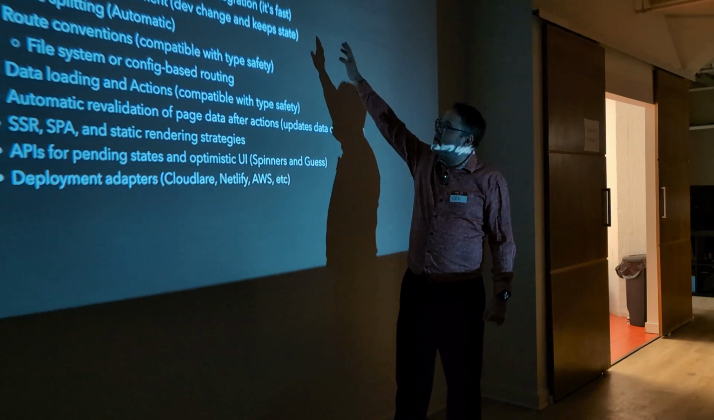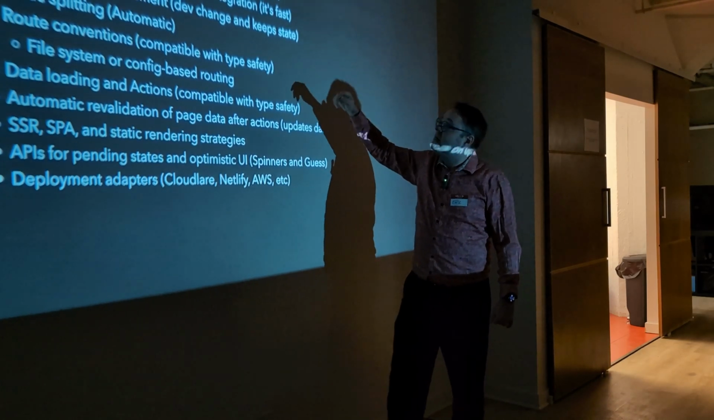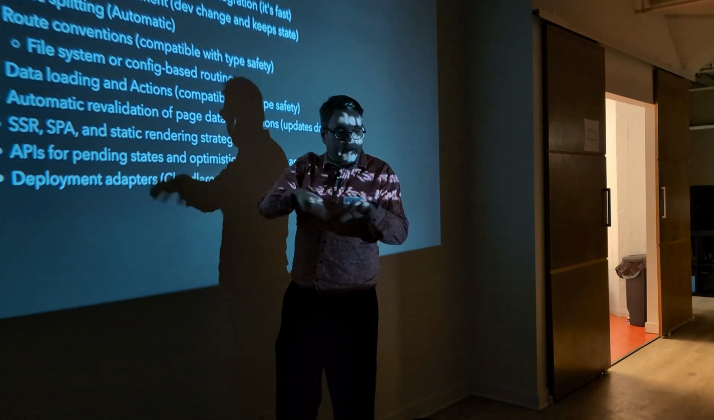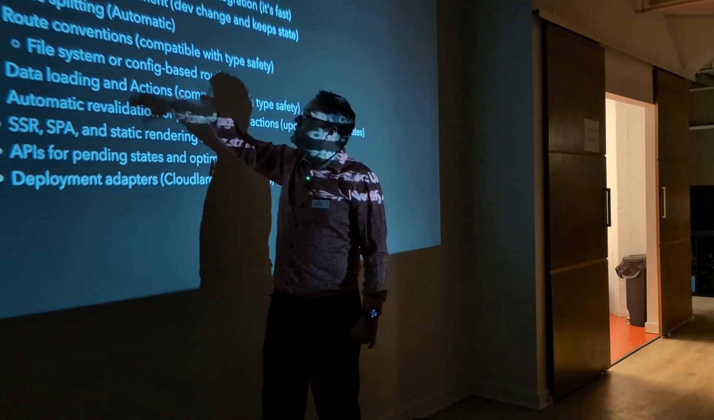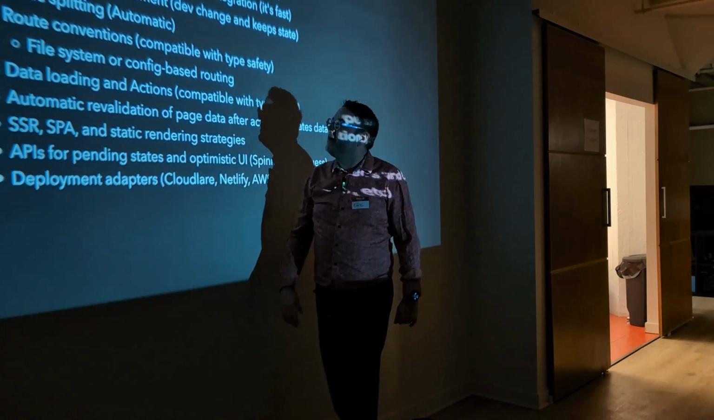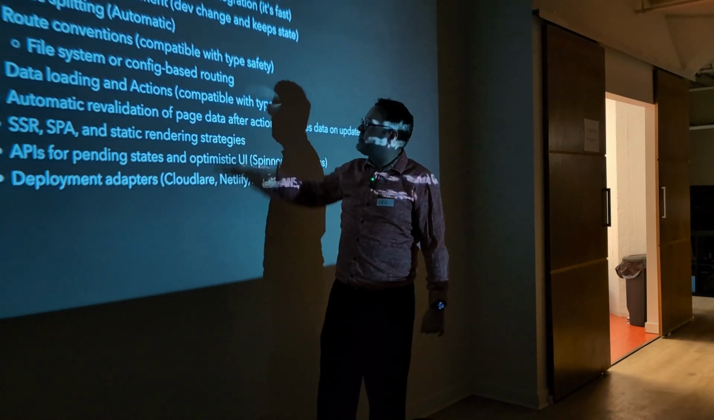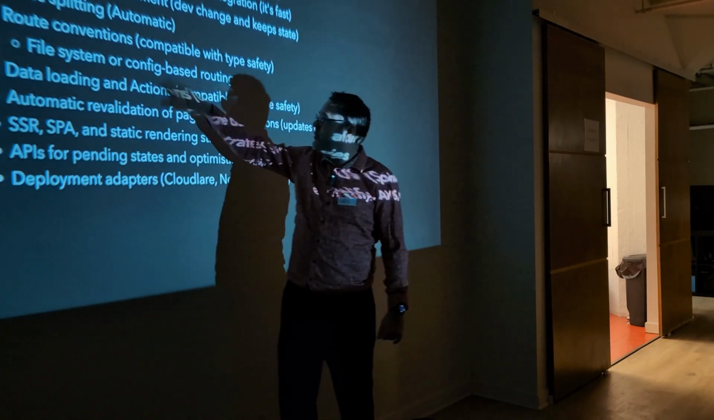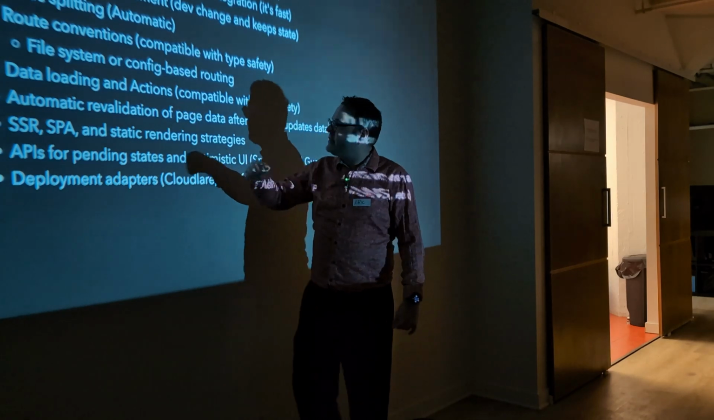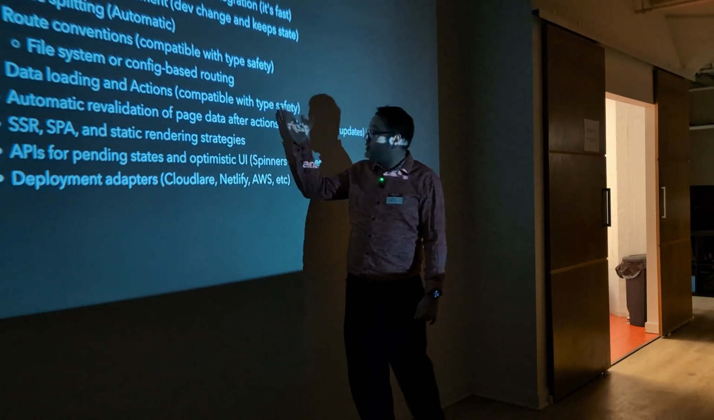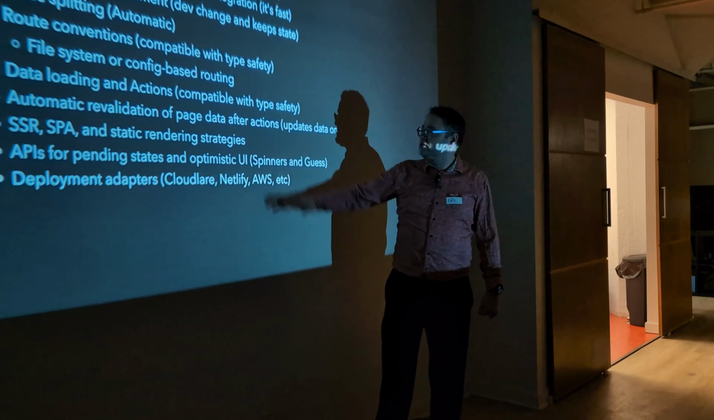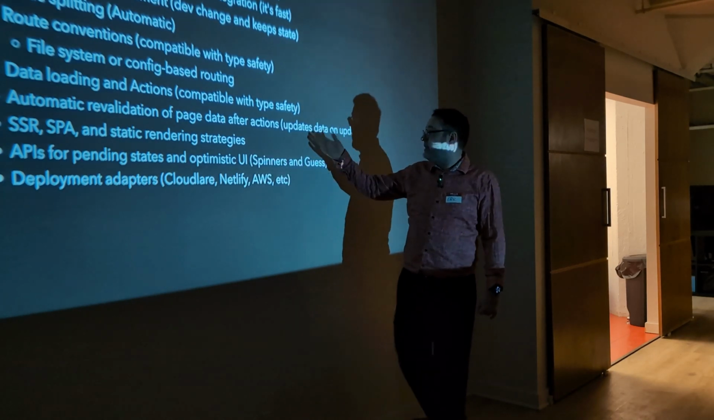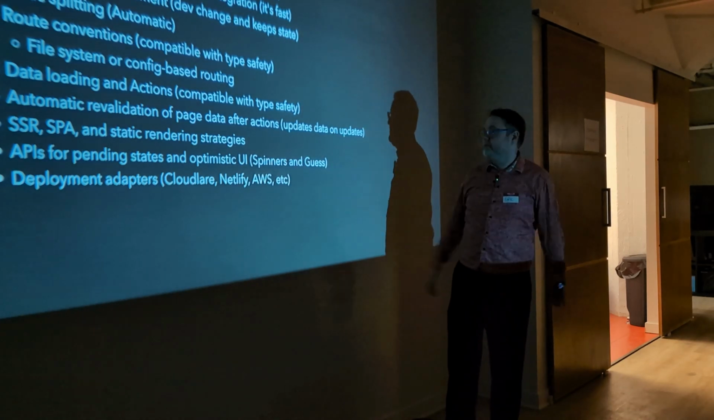It's going to use the Vite bundler and the dev server integration, so it's going to be fast. And there's going to be hot module replacement, so when you do a developer change, it's going to keep the state. There is automatic code splitting. There are some conventions for the route that make it compatible with type safety. Those conventions can be based on the file system or on config. You've got data loading and actions that are also compatible with type safety now. There's automatic revalidation of pages and data after actions, which means that it's going to update the data on an update.